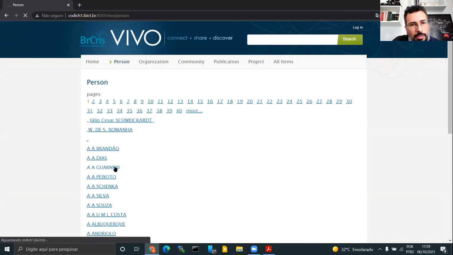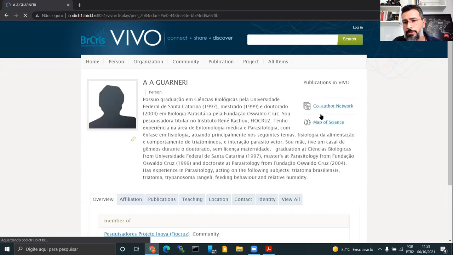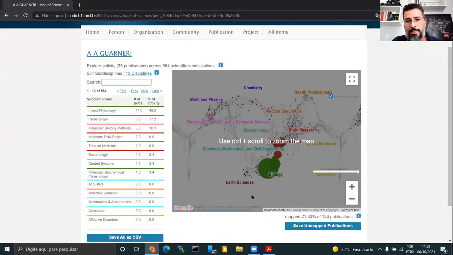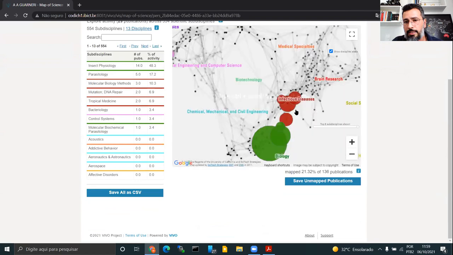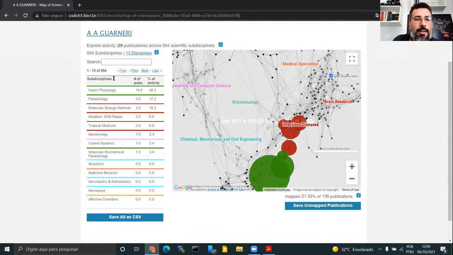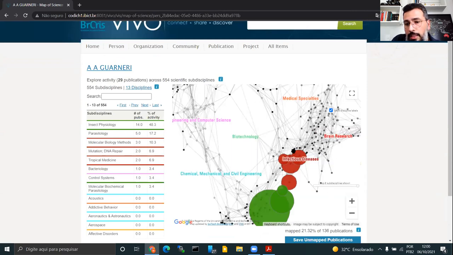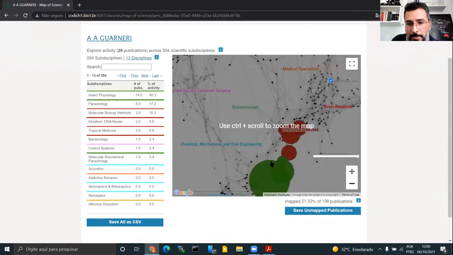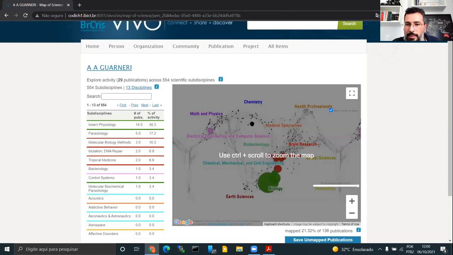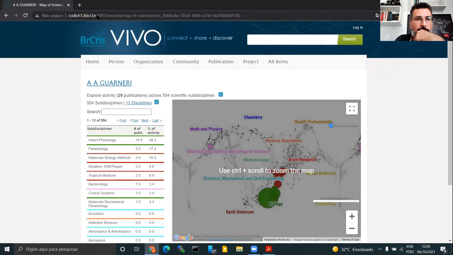Let me just show another thing about Vivo that I was very surprised is not native to the software. For example, the map of science is also very easy to dig out. We are working with health researchers, and now we can see it and confirm it, because this research is in the biology area, infectious disease area, and also other areas around it.